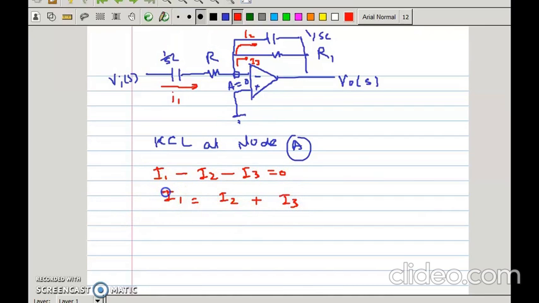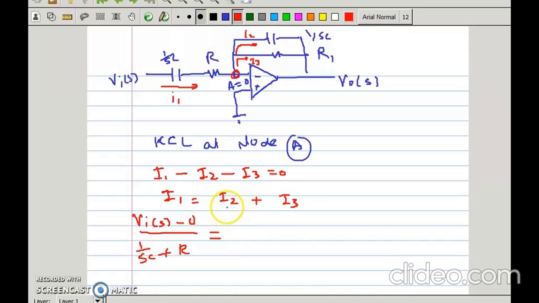Let's convert current into the voltage form. What is the current I1? I1 is the initial voltage minus the final voltage. So initial voltage is Vi of S minus the final voltage at node A. What is the voltage at node A? 0, right? So it is 0 divided by the resistor. What are the components? 1 upon SC plus R.